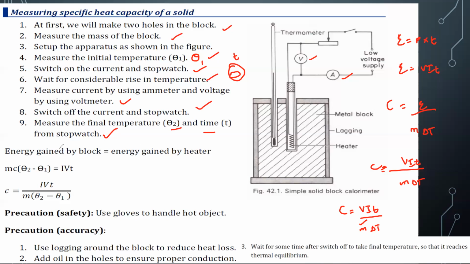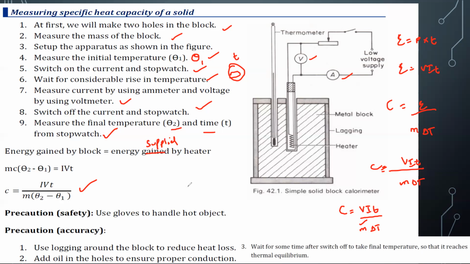So energy supplied, basically here the energy gained by the block is equal to the energy supplied by the heater. So the specific heat C is VIt divided by m delta T. So we'll use this formula and we'll get the energy. What are the safety precautions?